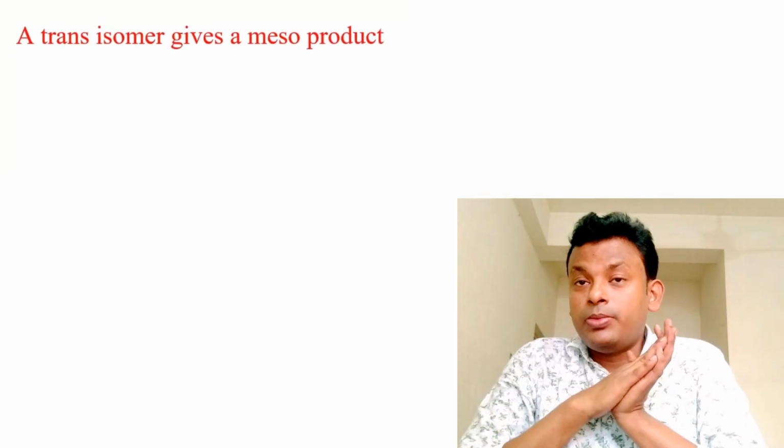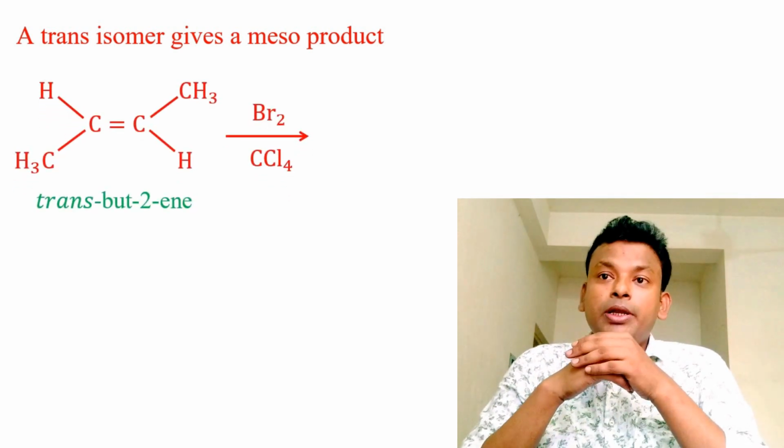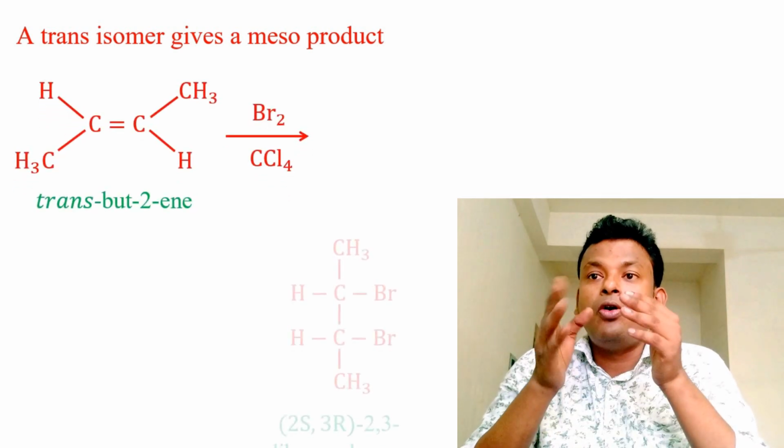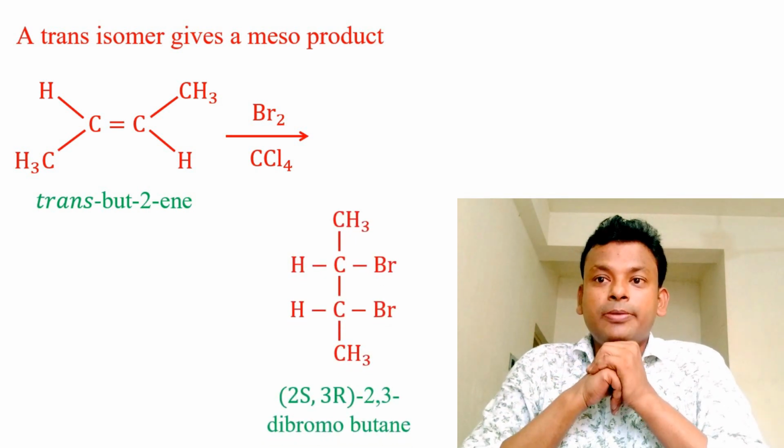And the trans isomer gives a meso product. Trans-butene reacts with Br2 in CCl4 and forms 2,3-dibromobutane, that is the meso product.